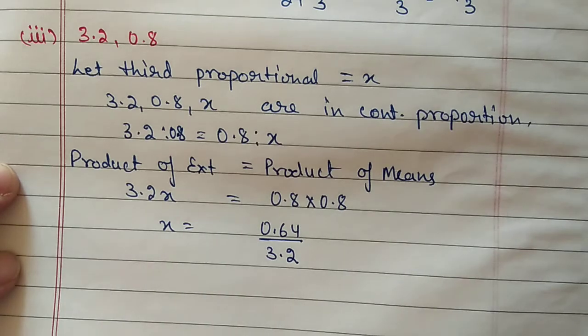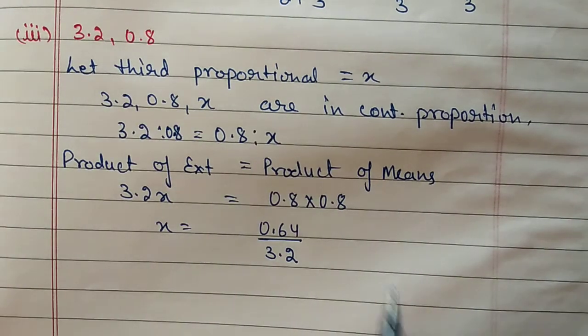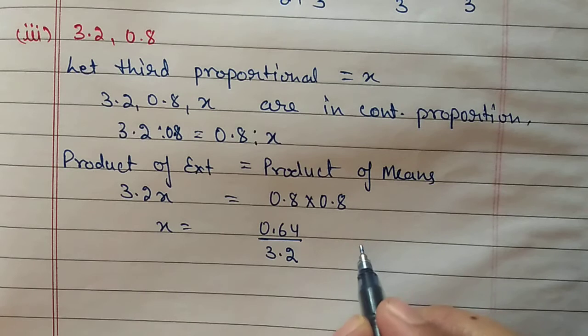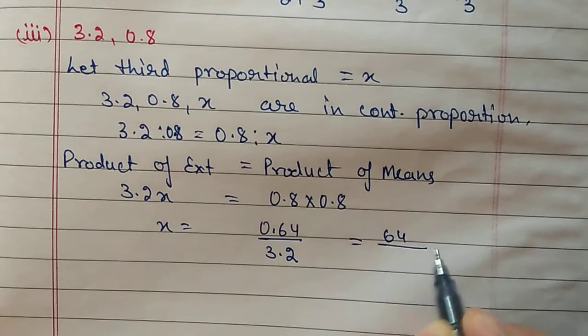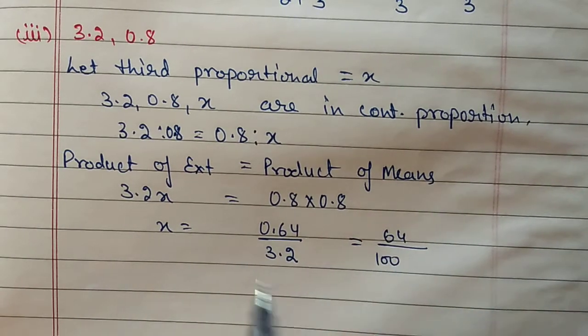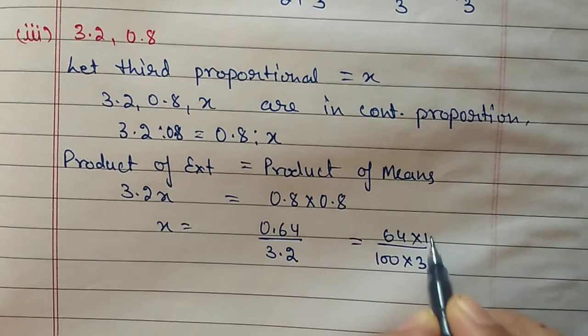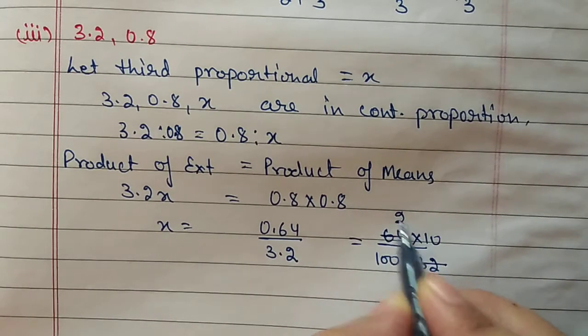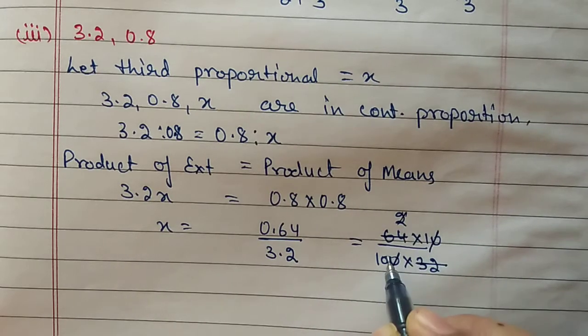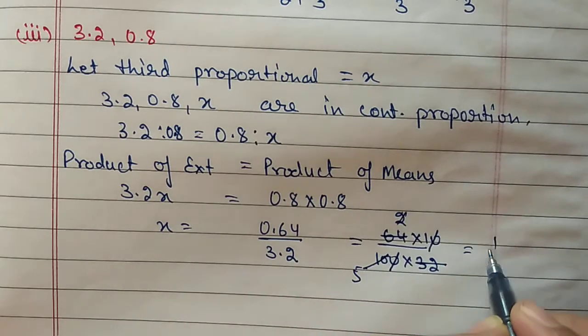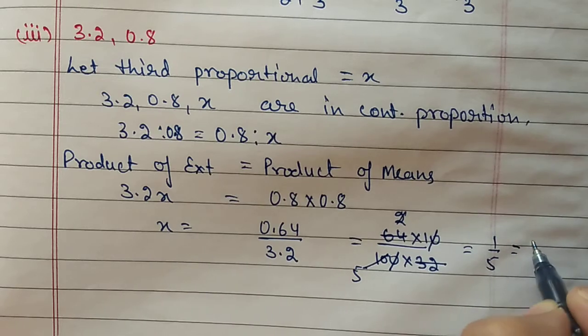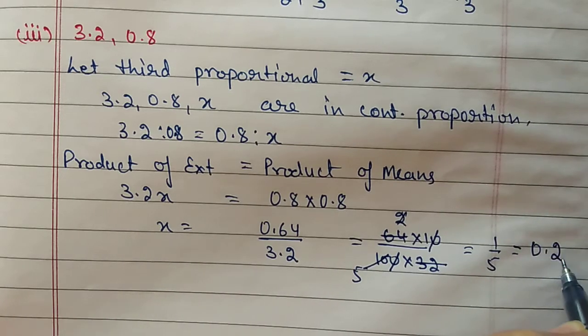Do the cancellation. After this remove the decimals: up to 2 decimals, so 100 will come in the numerator, and in the denominator 1 decimal, so 10 will come. 32 2s are 64, the 10 you can cancel, and 2 5s are 10, so 1 by 5, or you can write it as 0.2.